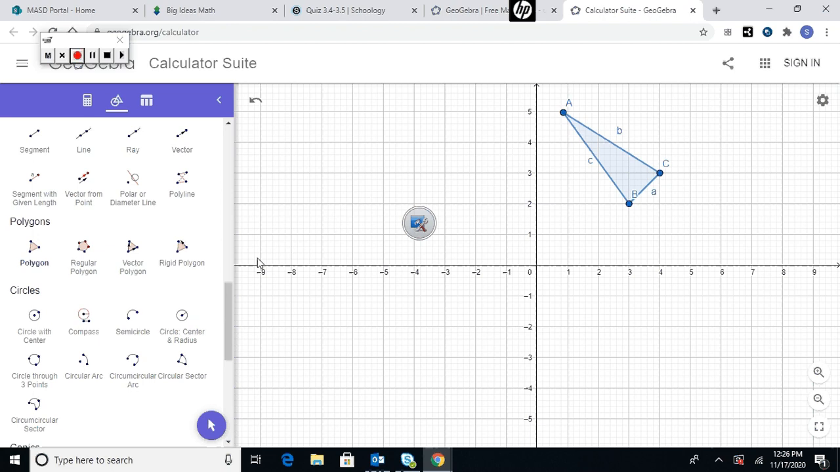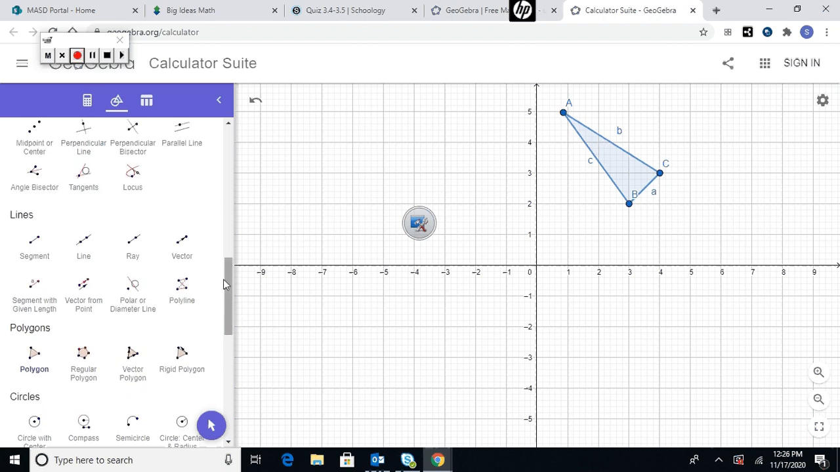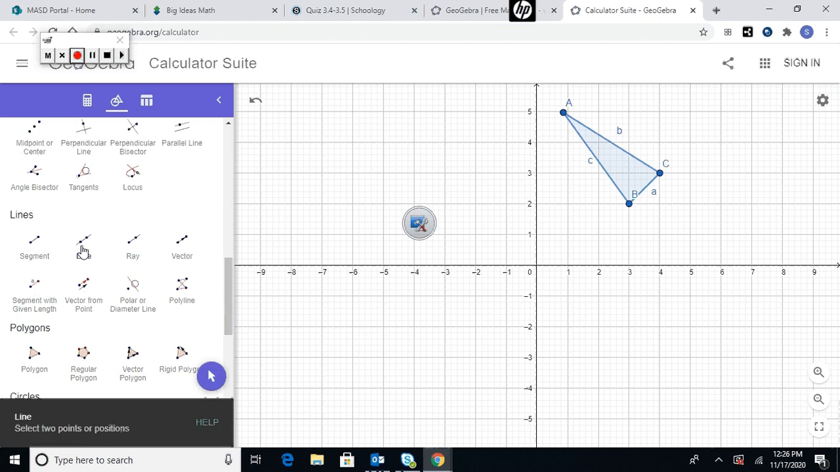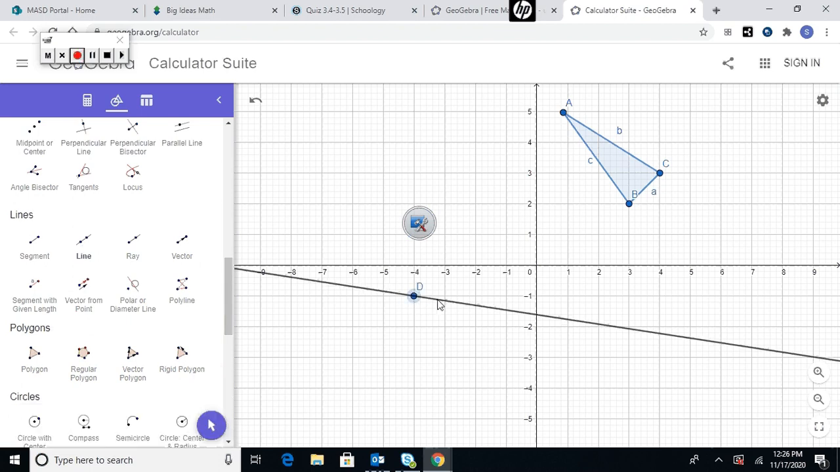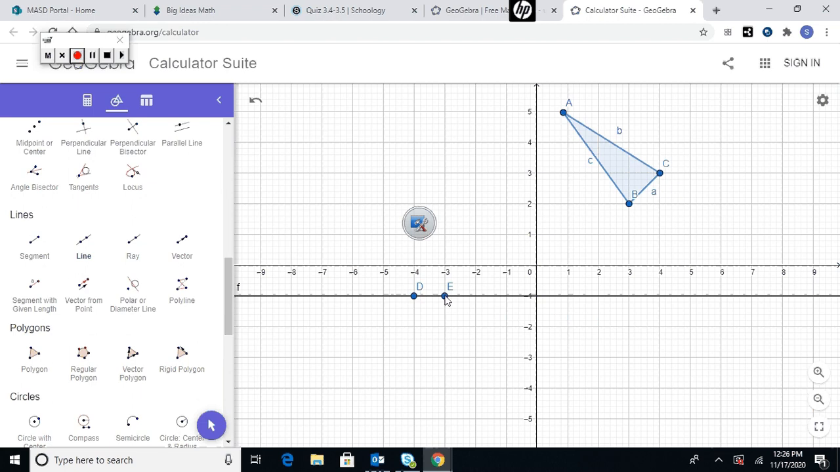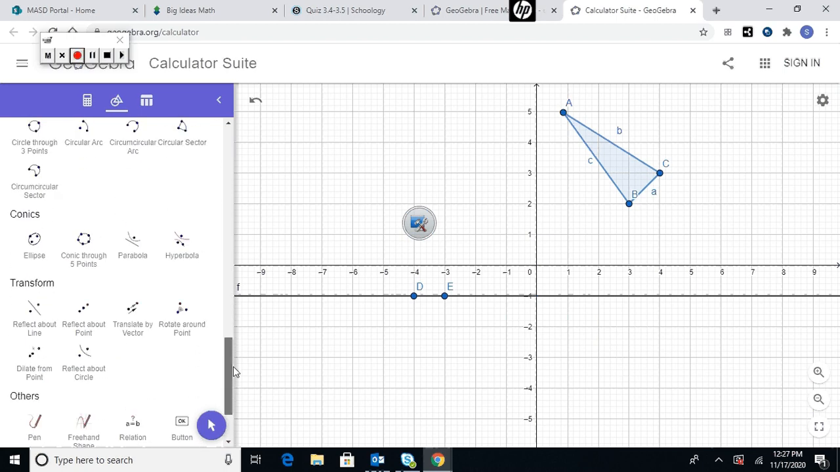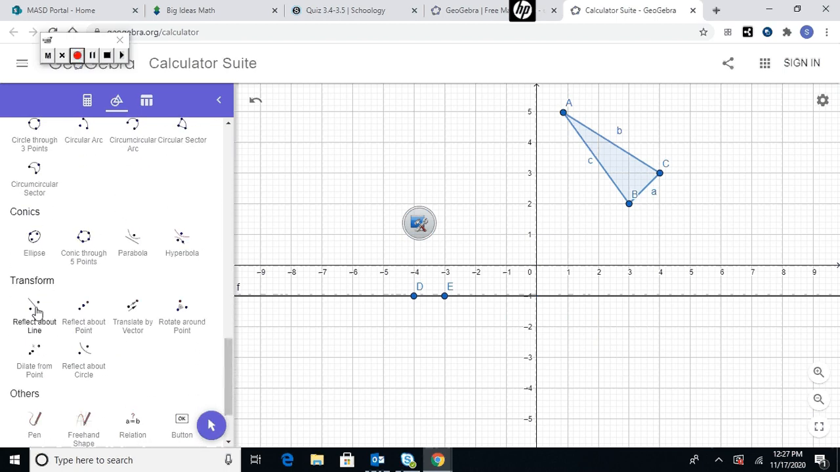So, to graph the line y equals -1, first go to line. And then y equals -1 is going to be a horizontal line. So all you need is 2 points along that line, and it'll represent it for you. So now, we want to reflect this triangle about this line. So that's where we go back to our transform section.